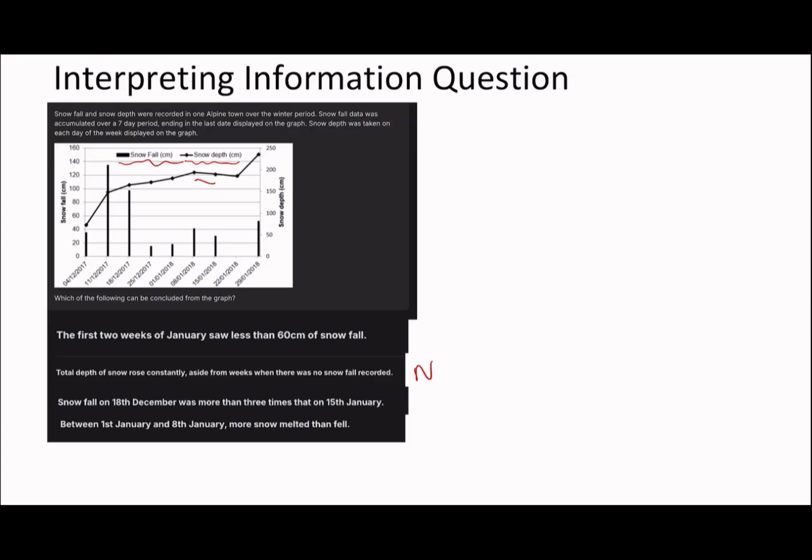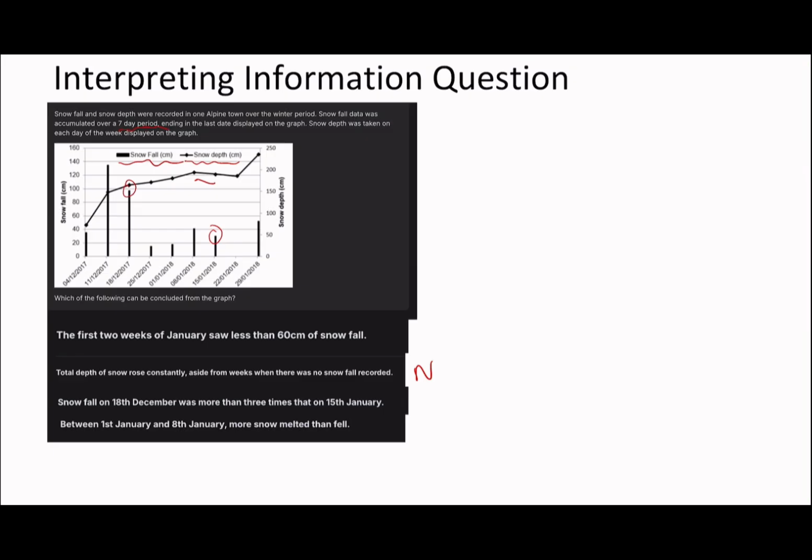Okay? So snowfall on the 18th of December was more than 3 times that on the 15th of January. So here, 18th of December, 15th of January. What did it say about snowfall? Accumulated over a 7-day period ending in that last date displayed on the graph.